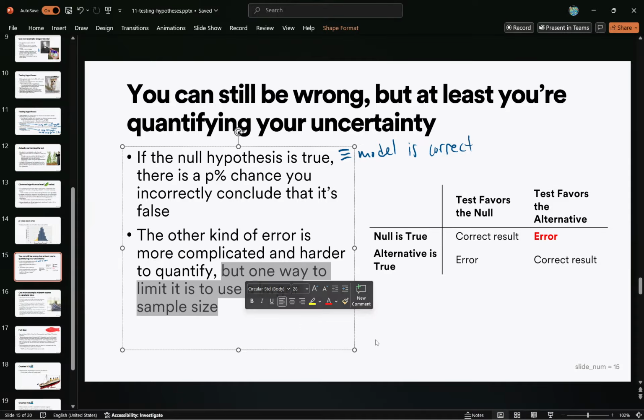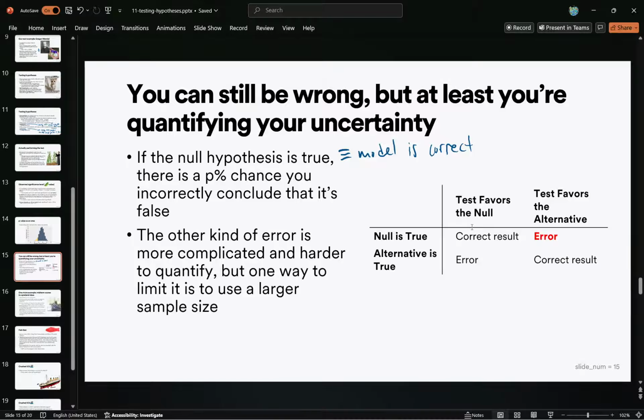One way to limit it is to use a larger sample size, then it's more unlikely that you'll end up in this kind of situation where you think that the model is correct, but really it's wrong. Okay, so yeah, that's the flip side. You have two kinds of errors. You think that the model is wrong when it's really fine, or you think that the model is fine when it's really wrong. Okay, so this one has to do with p-values.